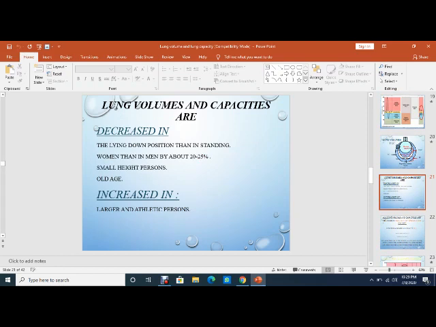Lung volume and capacity are decreased in the lying down position, and in women compared with men by about 20 to 25%. They are also decreased in small-height persons and old age, and increased in taller and athletic persons.